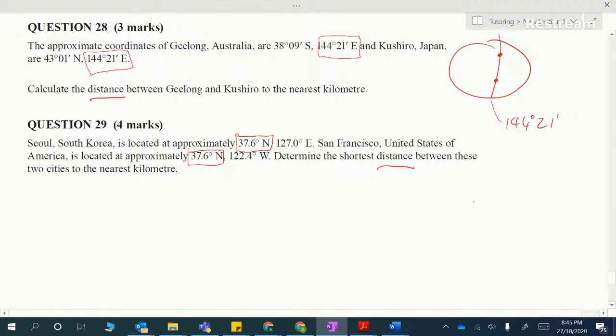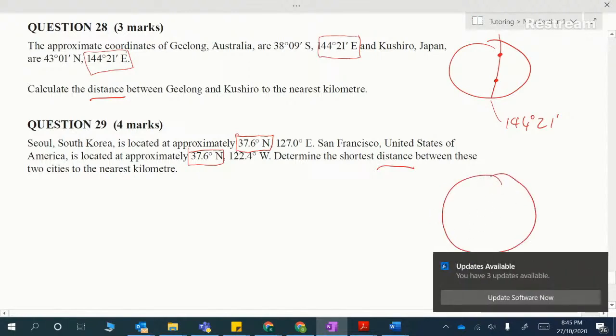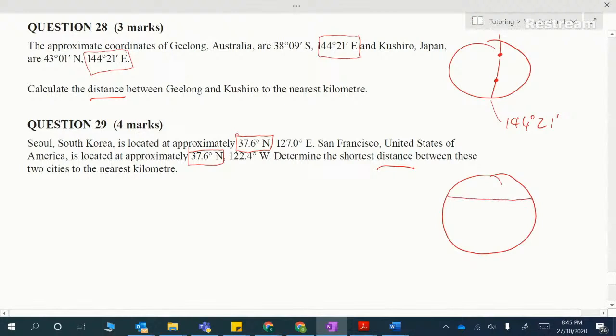If I draw out the second one, they're on the same line of latitude. That globe is looking very flat. Let me try that again. They're on the same line of latitude, which is 37.6 degrees. Sometimes you see them with decimals, sometimes you see them with degrees and minutes. But these two are on the same line of latitude, but they're in different places on that line of latitude. So you need different formulas for different situations.